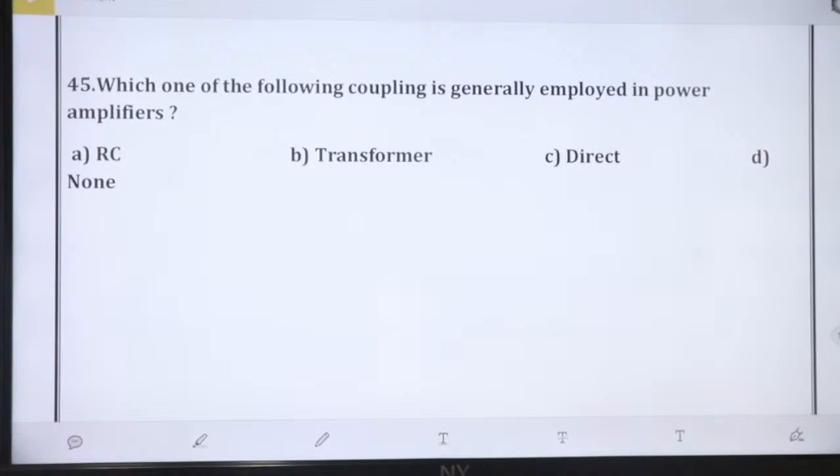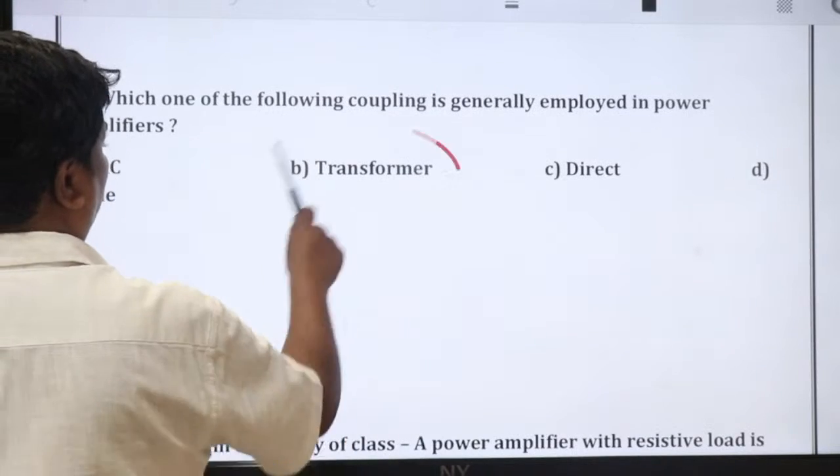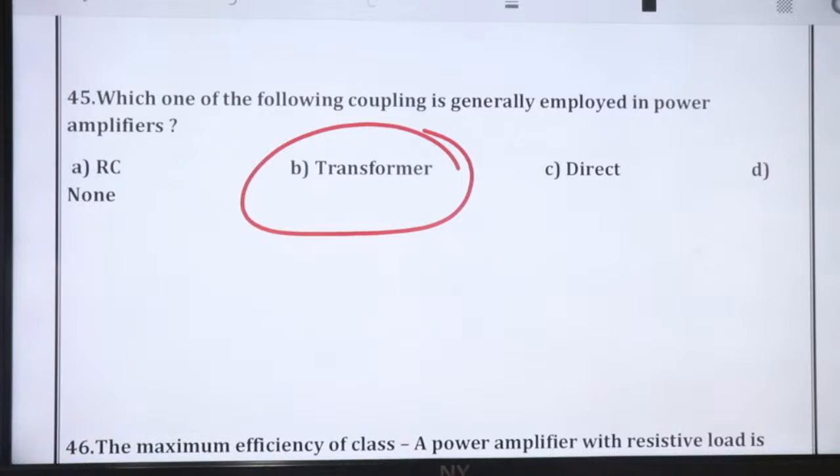Next, which of the following couplings is generally employed in power amplifiers? In power amplifier, which of the following is generally used? Transformer coupled. Transformer coupled is preferred.